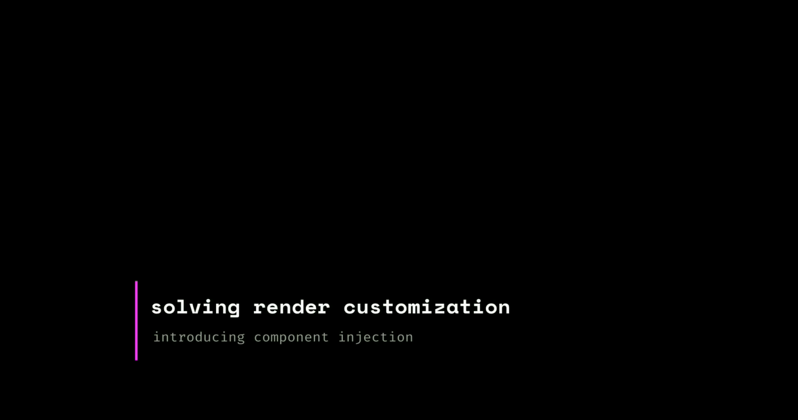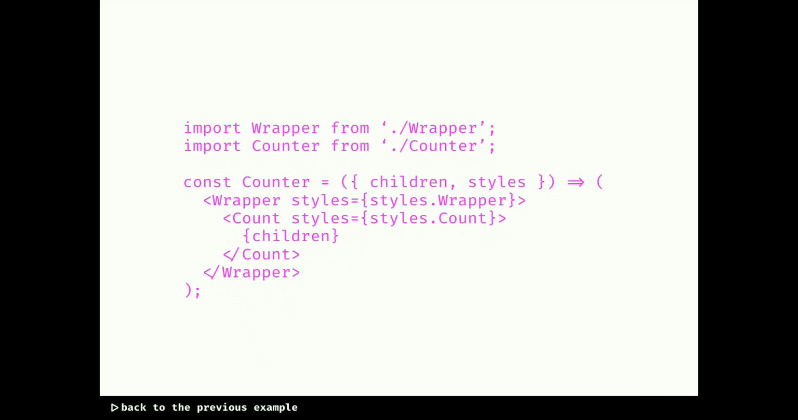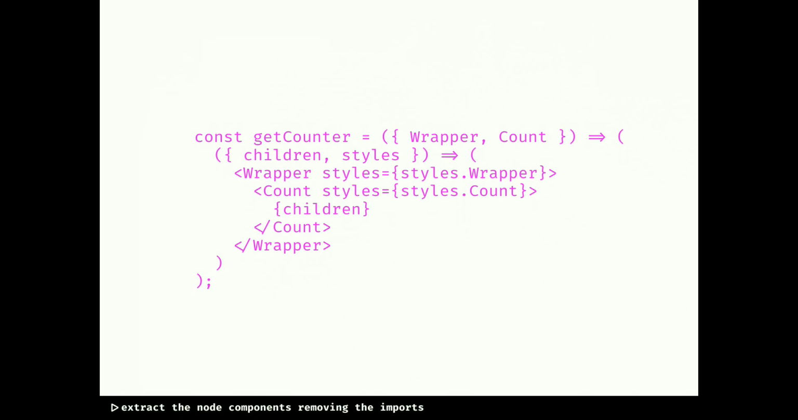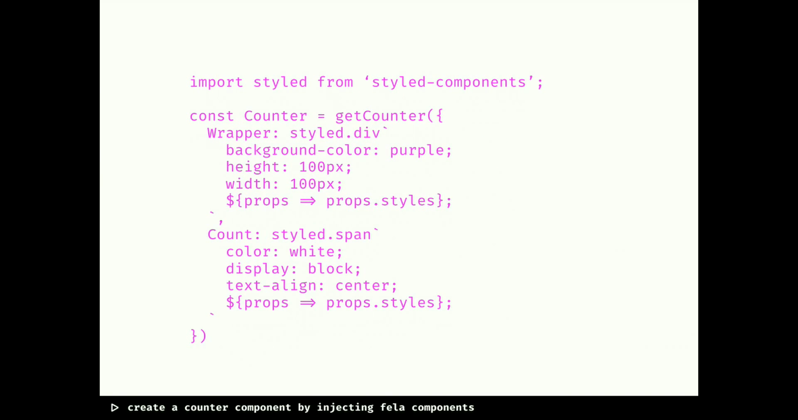How do you solve render customization? And here, I'm going to show you what I call the component injection. That is nothing but dependency injection. Say you have this counter component. We are importing a wrapper and a counter nodes, or primitives, or components that render to whatever, I don't care, from those wrapper and counter files. But if I want to change those two components, I can just extract the components from the counter component and create a factory, that getCounter function. And I'm going to pass the nodes that the counter is supposed to render. Okay? Just dependency injection. But the cool thing about this is that if I want to create my own counter, I just call the factory function passing the primitives that should be used to render that component.